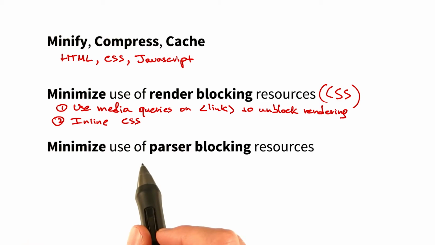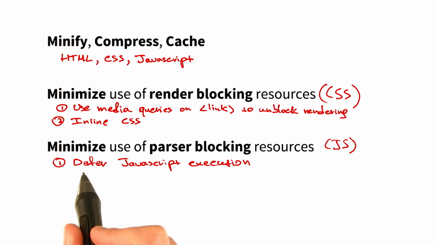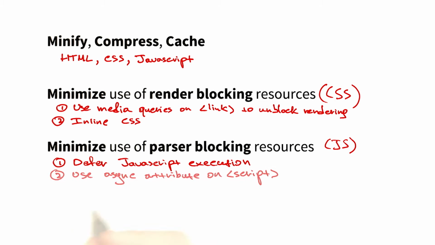Finally, we also saw that JavaScript blocks the document parser, which is something we want to avoid. To fix that, we can defer JavaScript execution or use the async attribute on the script tag. So, looking at these, can you spot some patterns? Let's see. Minify, compress, cache, and minimizing the amount of HTML, CSS, and JavaScript is all about reducing the amount of data we have to send down the wire, right?